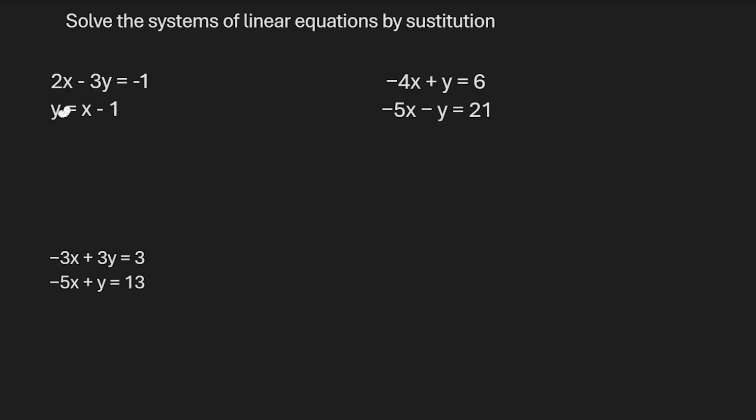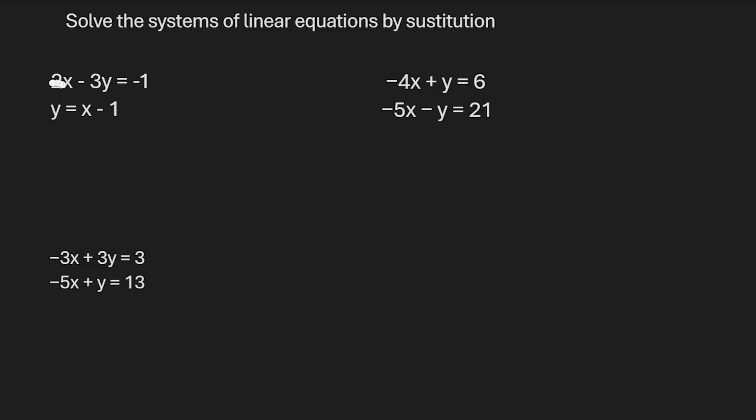The idea is to replace y, in this case this one, by x minus 1. So in that way, you can get an answer for x. So that's what I want to do. Remember, the answer is a point, and we've got to get both the x and also the y value. So what I'm going to do now is start by doing the substitution.